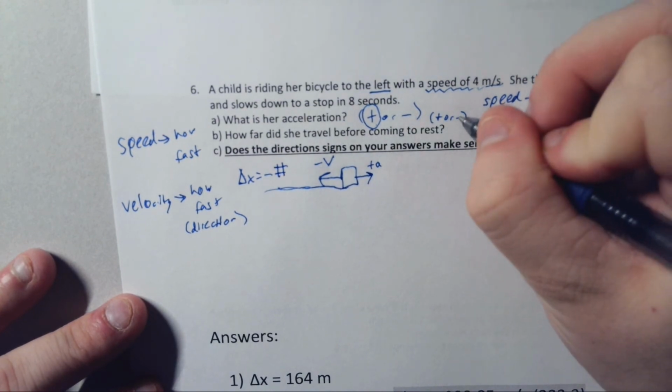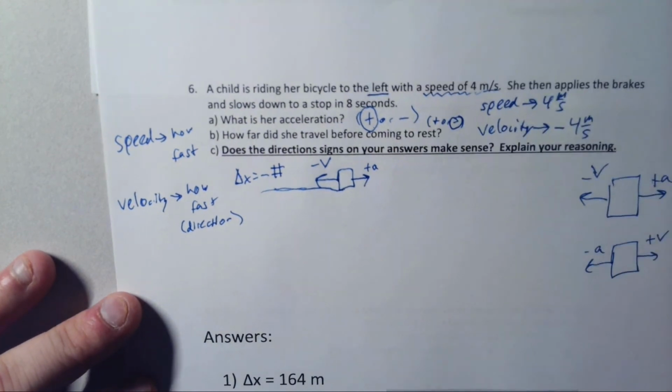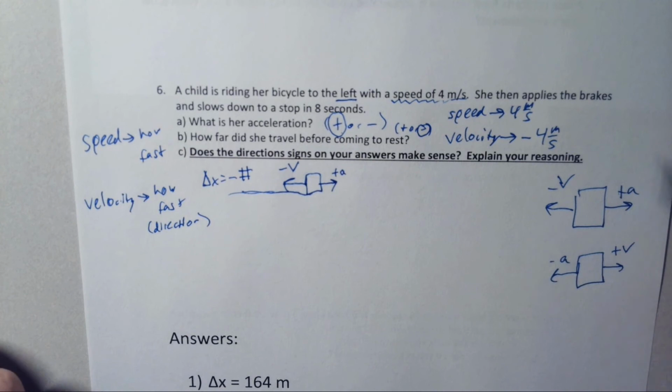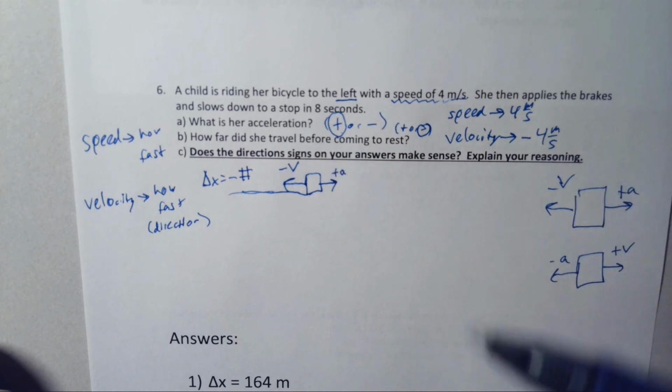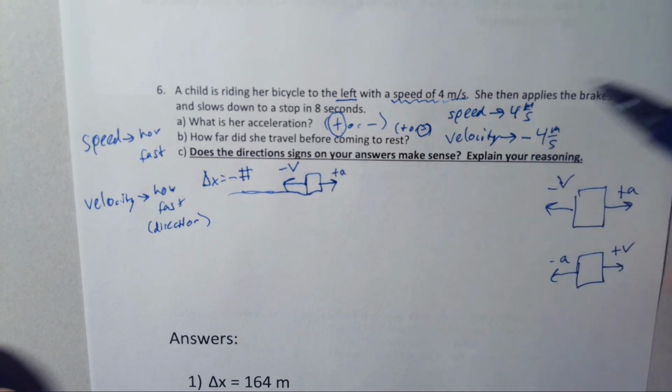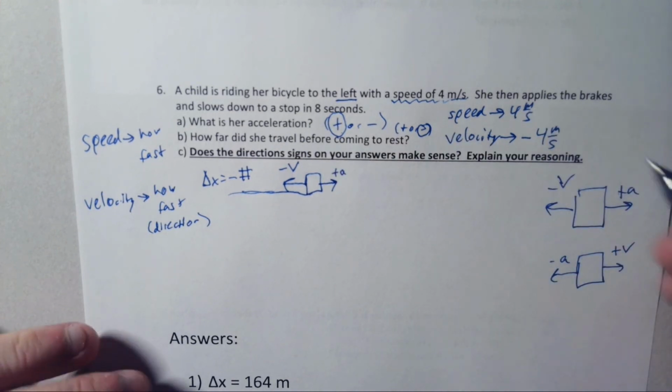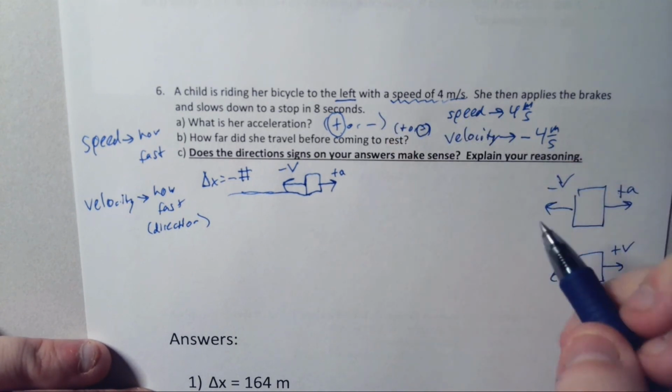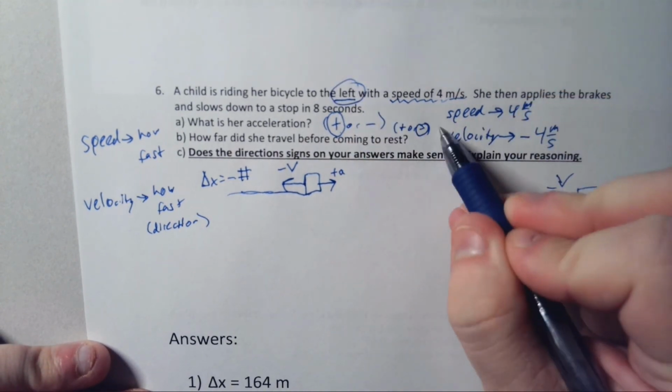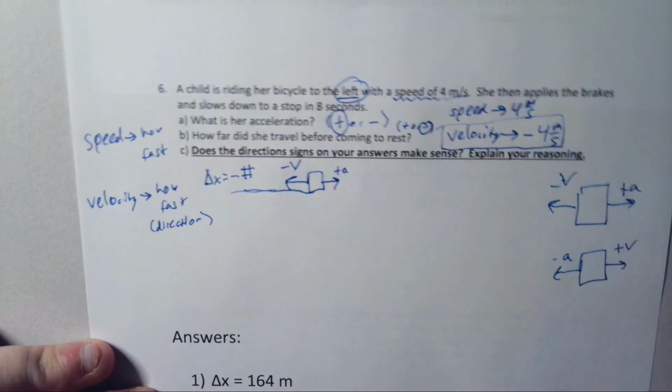The reason why this prediction is very important is that if we don't get these answers, that either means our conceptual understanding is off, and I think we've talked through this. This is what makes sense here. But if we don't get a positive acceleration and a negative delta x, that means something is wrong in our calculation. So we need to realize that even though it says a speed of 4 meters per second, that left there is telling us our velocity is -4.